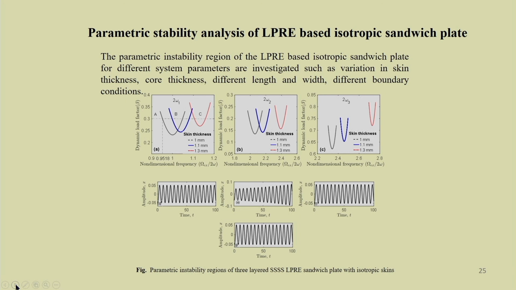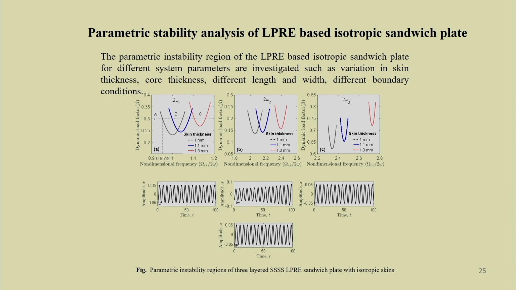Here the instability region is plotted for 3 values of skin thickness: 1 millimeter, 1.1 millimeter and 1.3 millimeter. You can see it for different skin thicknesses. As the skin thickness changes, the stiffness parameter of the skin will change. This gives rise to a higher stiffness, so the natural frequency is shifted to the right, and that is why this instability region also moves towards the right.